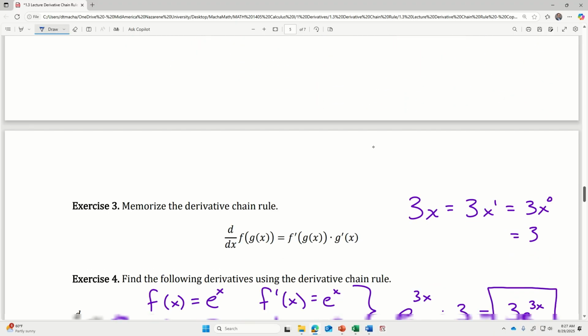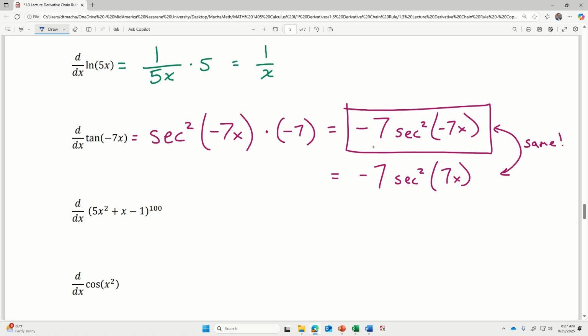And what I'm trying to say here is that, if this is an open-ended question, I would give you full credit for doing this, right? That's perfect for an open-ended question, no problem. I would even give you full credit for this, because I don't really care as long as you're taking the derivative accurately. But I want you to know that these are the same because secant is an even function. So it doesn't matter whether you put a negative or not, it's still the same. Okay.